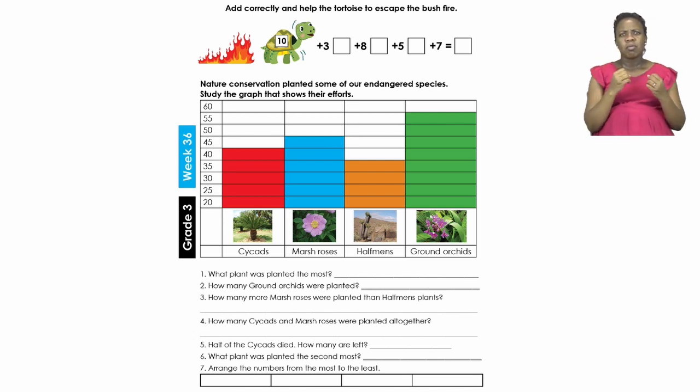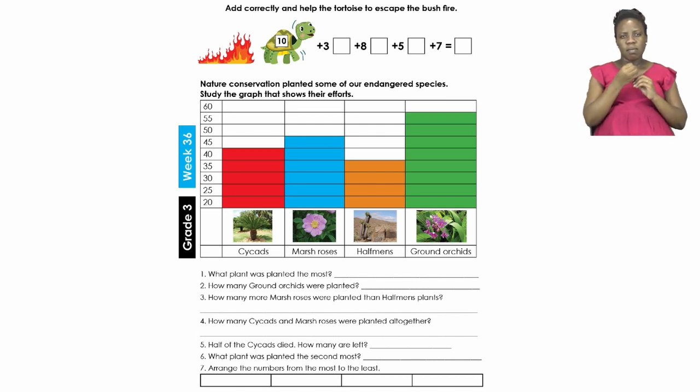Number 3. How many more marsh roses were planted than halfmoon plants? Number 4. How many cycads and marsh roses were planted all together? So there you have to add them all up. Number 5. Half of the cycads died. How many are now left? Number 6. What plant was planted the second most? So you have to write down the name of that plant, boys and girls.